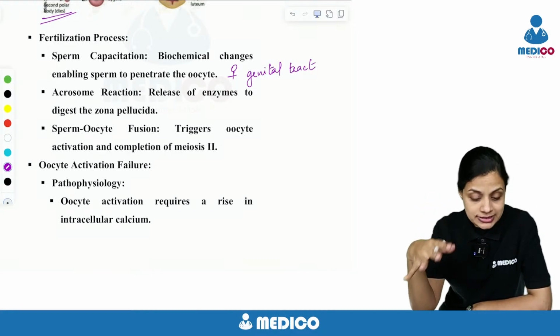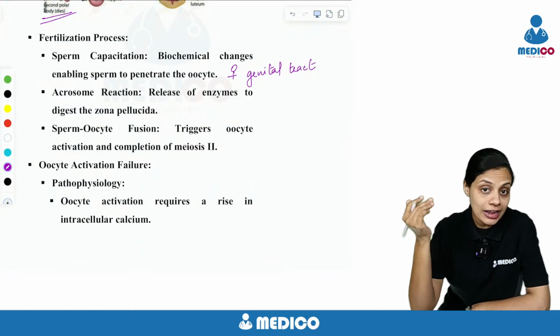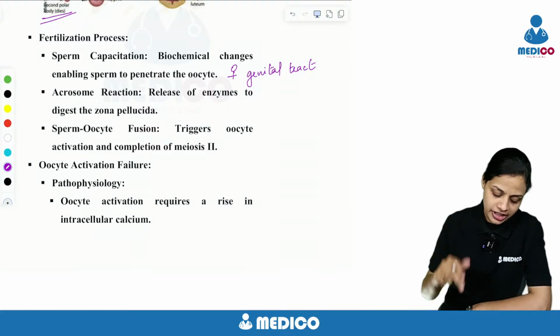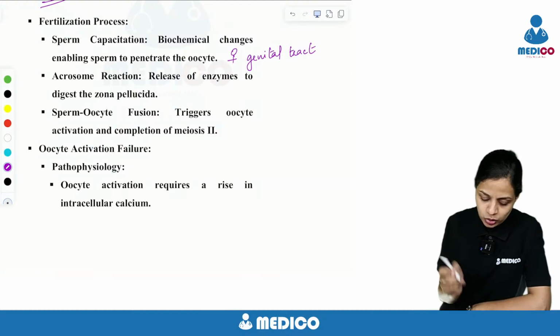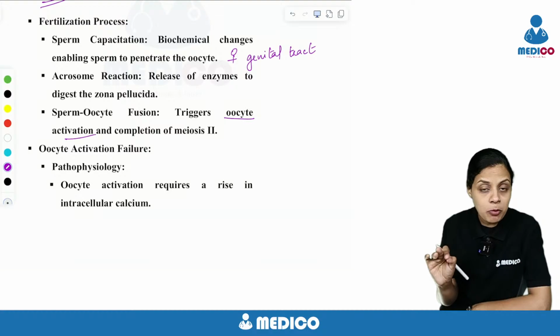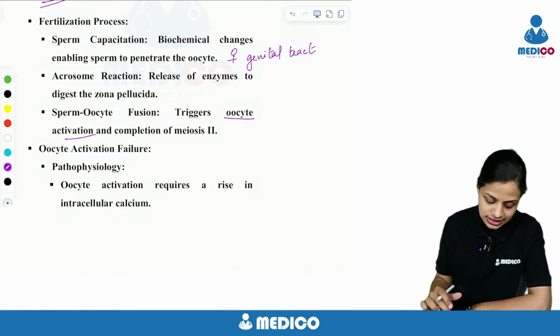So sperm capacitation has to occur. Then certain enzymes have to be released which will help the sperm to digest the zona pellucida, which is the acrosome reaction. And after that only, the sperm will fuse with the oocyte and it triggers the oocyte activation. And at that point, meiosis 2 is completed and the second polar body is released.